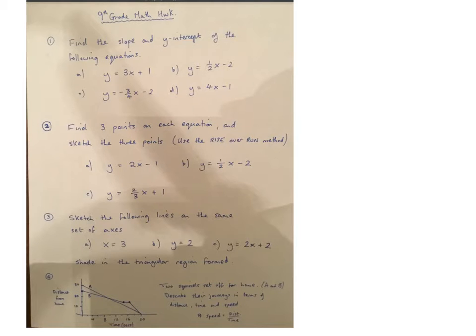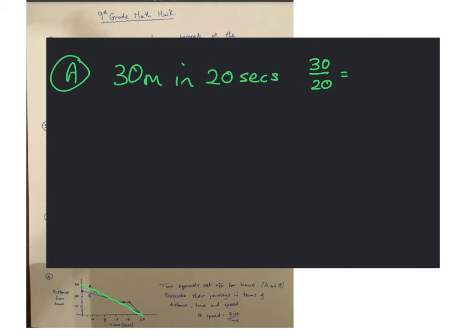And the last question, question 4, says 2 squirrels set off, and they're going home. Well, you've got squirrel A, which is the straight line here. It starts off 30 meters from home and takes 20 seconds to go home. So it's squirrel A, 30 meters in 20 seconds. So therefore speed is going to be 30 divided by 20, which is 1.5 meters per second. And that's the whole journey.